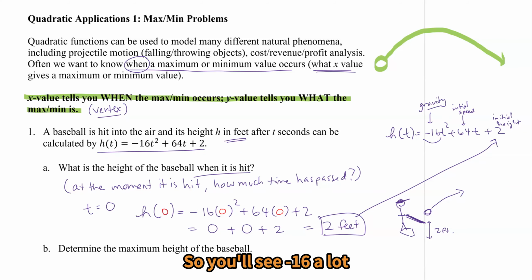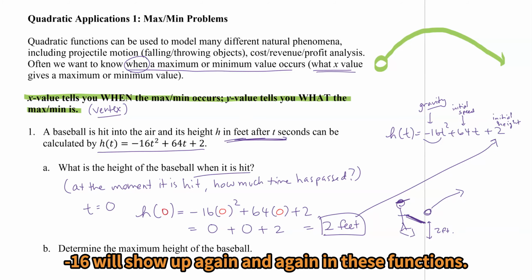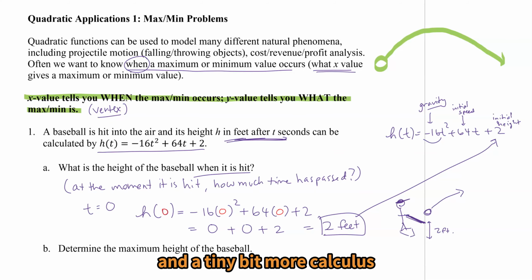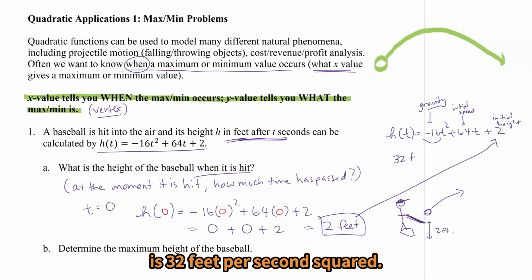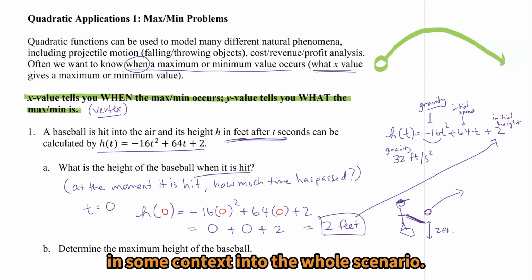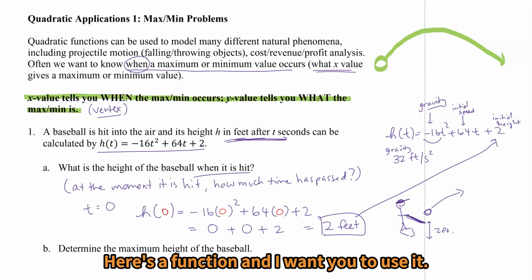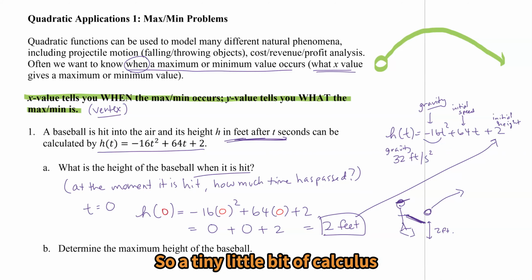You'll see negative 16 a lot if we're doing feet and seconds. Negative 16 will show up again and again in these functions. You'll need a little bit more physics and a tiny bit more calculus to understand why it's negative 16, because acceleration due to gravity is 32 feet per second squared. This is not something that you need to memorize. I'm just trying to pull in some context into the whole scenario. Here's a function, and I want you to use it. I want you to know that there's some meaning behind that function, okay? A tiny little bit of calculus, and then you'll understand why the gravity number is 16 in our functions.